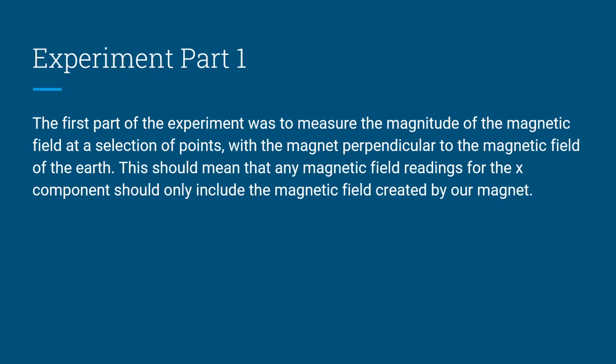The first part of the experiment was to measure the magnitude of the magnetic field at a selection of points with the magnet perpendicular to the magnetic field of Earth so that it did not come in and mess up the calculations. This should mean that any magnetic field readings for the X component should only include the magnetic field created by our magnet and not magnetic fields created by something else.